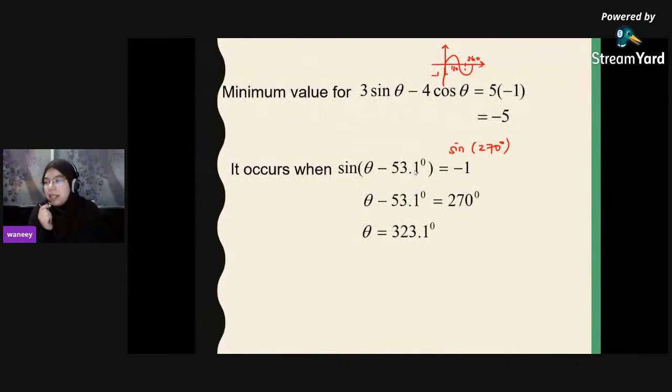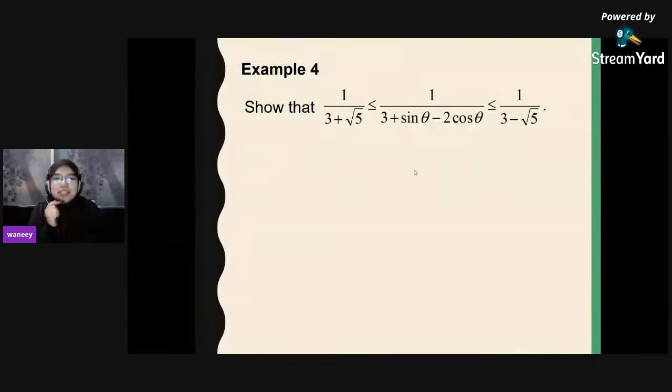So that is for example 3. So now let us go to the last example. Okay, so show that 1 over 3 plus square root of 5 is less than or equal to 1 over 3 plus sine theta minus 2 cos theta, less than or equal to 1 over 3 minus square root of 5. Okay, so we got a value on the left hand side, right hand side, and as you can see, we do have something called the minimum value and something called the maximum value.